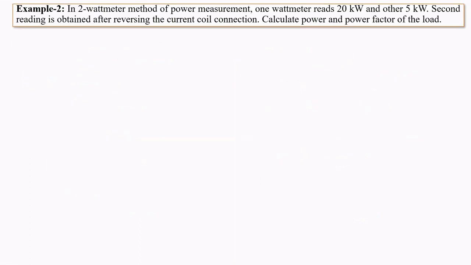The next question is, in a 2 wattmeter method of power measurement, one wattmeter reads 20 kilowatt and the other 5 kilowatt, where the second reading is obtained after reversing the current coil connection. Calculate the power and power factor of the load. Here we have to focus on this line, that the second reading is obtained after reversing the current coil.